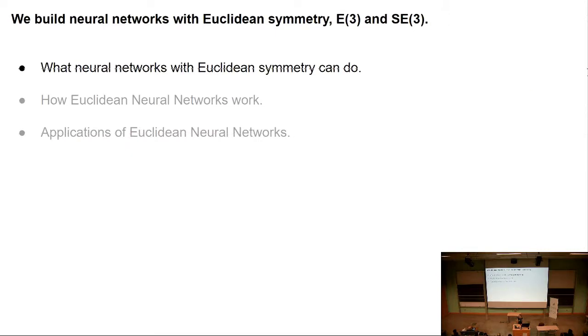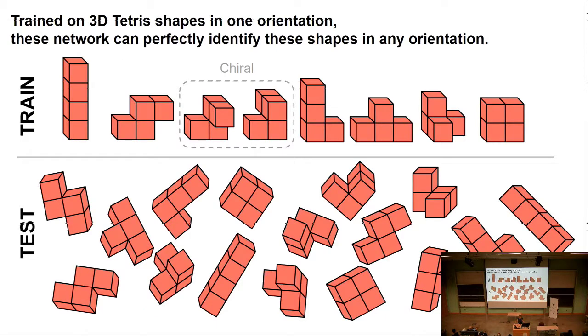All right, so here's an outline for the rest of the talk. I'm going to give a brief overview of what neural networks with Euclidean symmetry can do. Then I'll talk about how these things work and some applications. So what are some things that they can do?